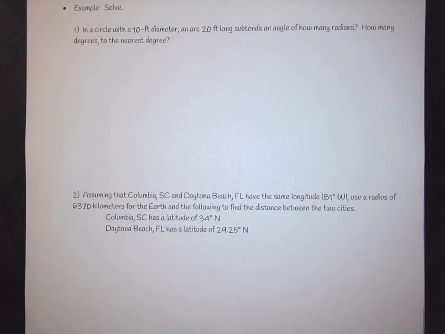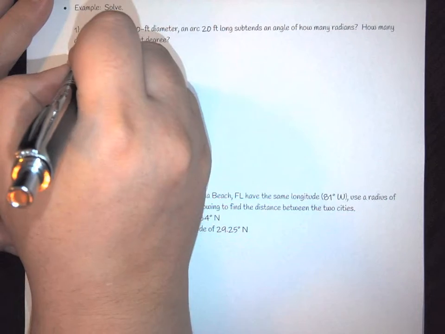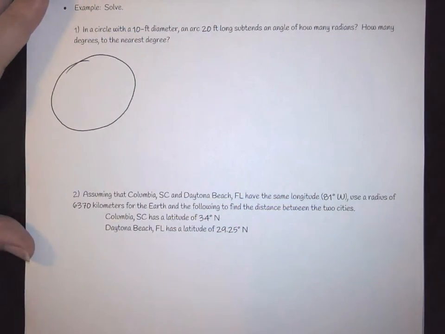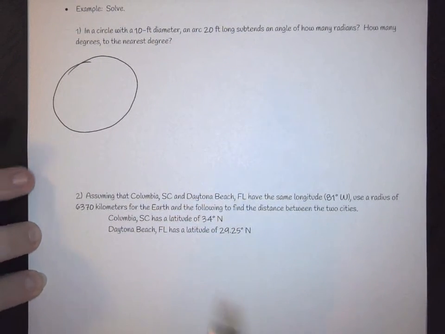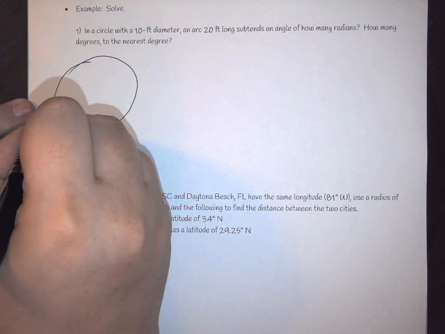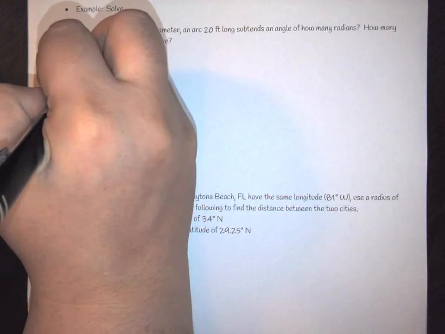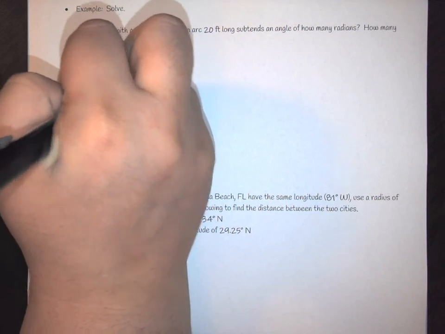Okay. So the first thing I would suggest is just draw yourself a mini circle. It doesn't have to be perfect, just so that you can kind of get an idea of what's going on. So here is my mini circle. And what we're going to do is put in the information we know, which is that we have a diameter of 10 feet.